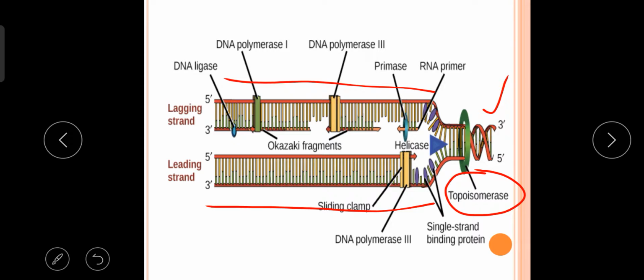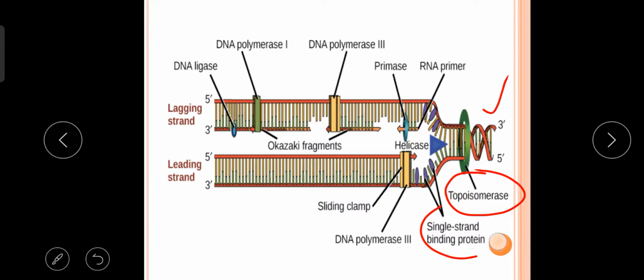Now all these purple colored ones are single stranded binding proteins, which bind to the single strands of the separated DNA and stabilize the two strands of DNA after separation. Now this is the RNA primer, which is very important. The RNA primer recognizes the origin of replication from which the replication process begins.